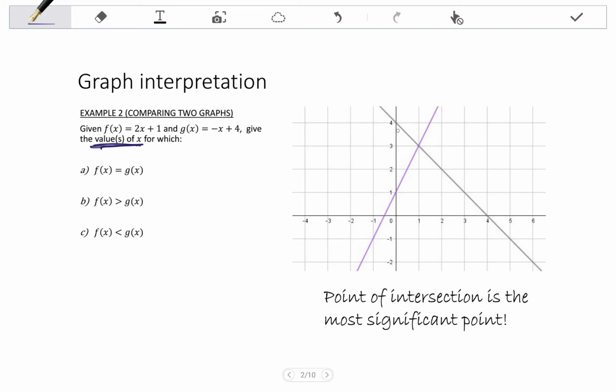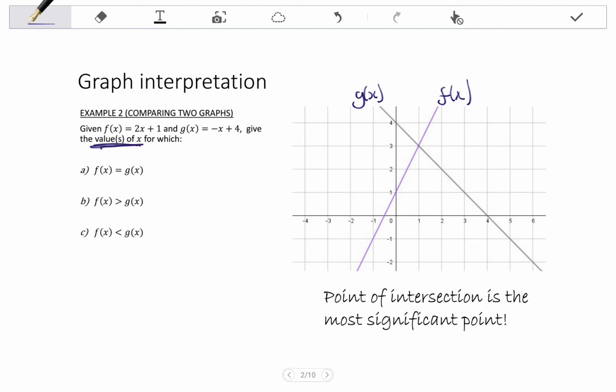Notice also I have one graph that decreases and one graph that increases. We know an increasing graph has a positive gradient and a decreasing graph has a negative gradient, which means that my positive gradient 2 relates to the increasing graph. So this is f of x, and the negative gradient here, negative x, is for my decreasing graph. So that means this is g of x. So let's go to the graph interpretation questions.